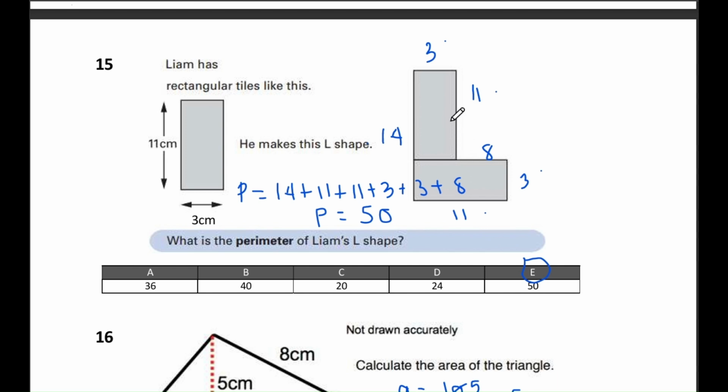Then, we add up all of those outside edges. If we add up all of the lengths carefully, we will find it totals 50 centimeters.